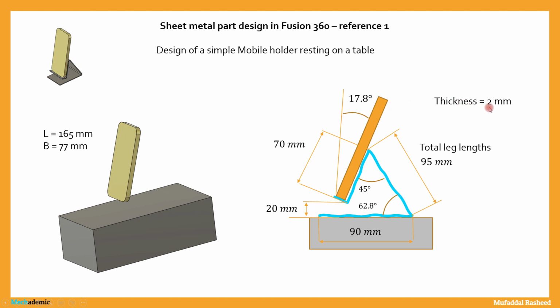First, the thickness is 2 mm. This resting surface should have a length of 70 mm. This total leg length should be 95 mm. And this total leg length should be 90 mm. And this angle is 45 degrees from this face to this face. This is 62.8 degrees. And it should have a gap of 20 mm from the table.